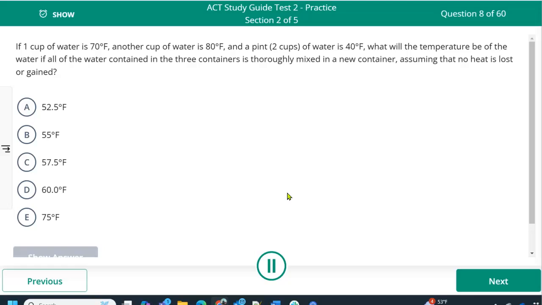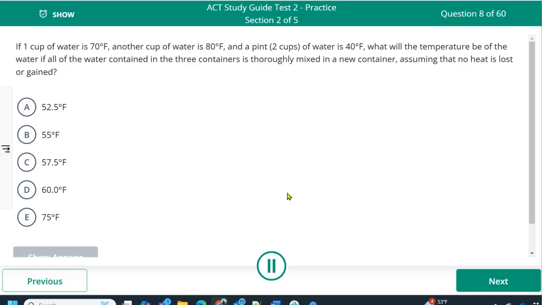If 1 cup of water is 70 degrees Fahrenheit, another cup of water is 80 degrees Fahrenheit, and 2 cups of water are 40 degrees Fahrenheit, what will the temperature be of the water if the water in all 3 containers is thoroughly mixed in a new container, assuming that no heat is lost or gained? Okay. Well, we will just have to take the average of them.